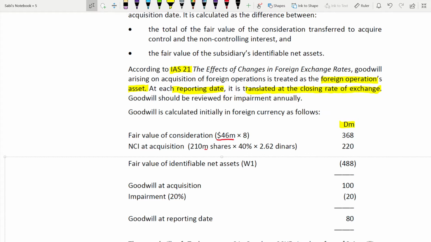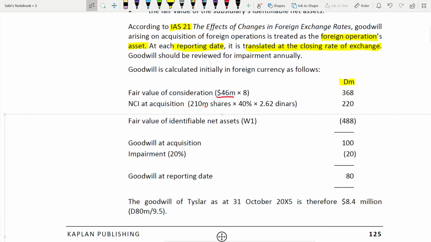Next is fair value of identifiable net assets. If you see, there is a working one. This is how you need to write your answer. When you have a working, just write W1, W2, whatever the number you want to give, and write it separately. Working is separated from the main answer. Workings are never in the main answer.